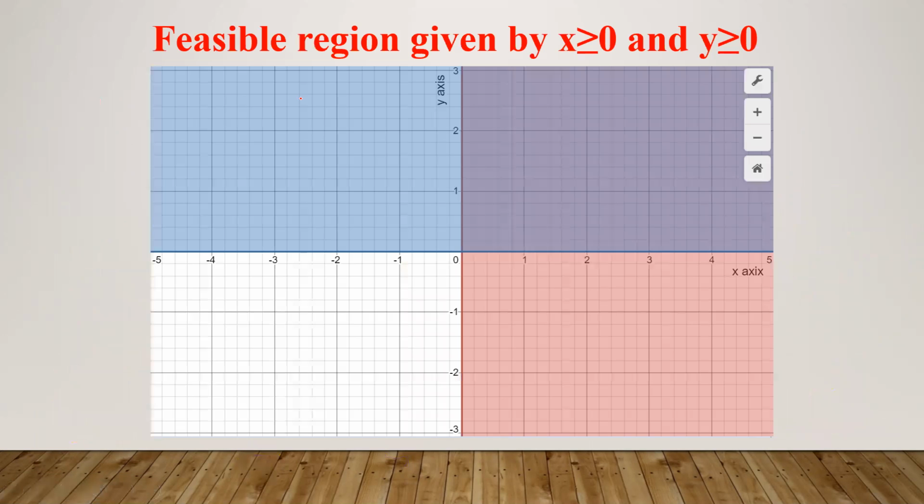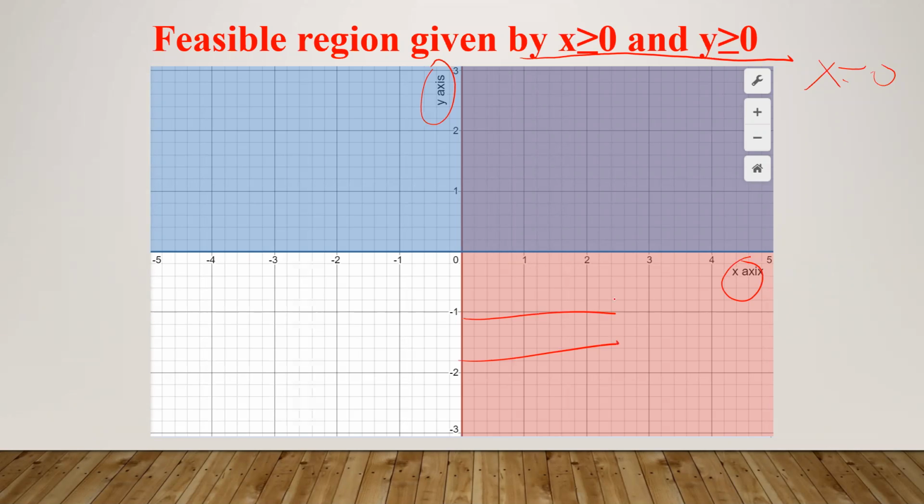Now I have drawn here some feasible regions. So the very important and very easy one I have drawn here. Feasible region given by x greater than or equal to 0 and y greater than or equal to 0. Okay, so x greater than or equal to 0, you know what it is. It is your x equal to 0, that is your y axis, correct? So this is x axis, this is y axis. Okay, x greater than or equal to 0 means what?